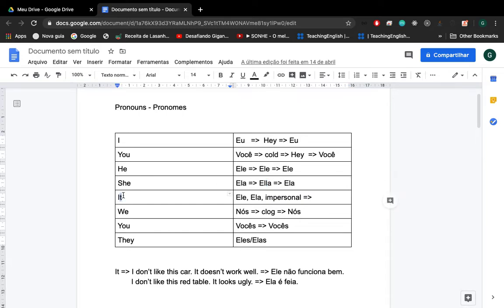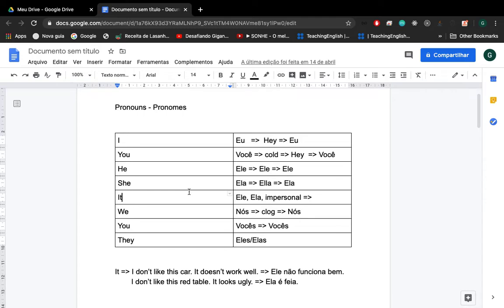It. Here is the tricky one. This is the trickiest pronoun we're going to be studying. When you say it in English, you're referring to an object or maybe an animal, sometimes a house or something like that. Or you're talking about something that happens in nature, like rain, snow, or something like that. In English, it doesn't have a gender, but in Portuguese, it does.